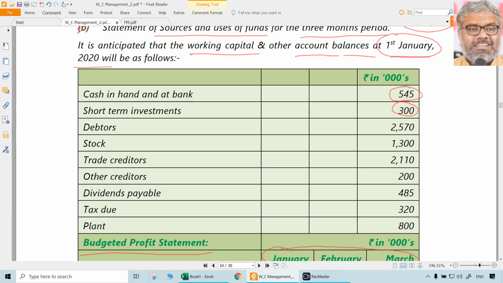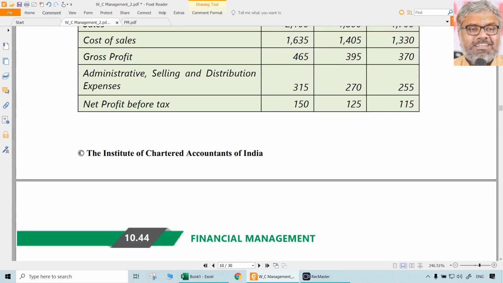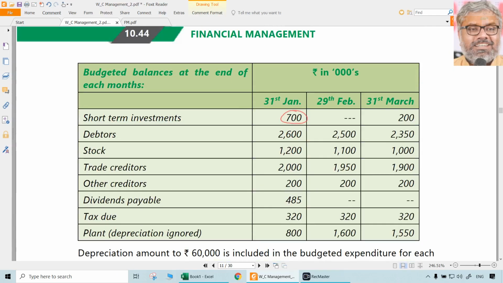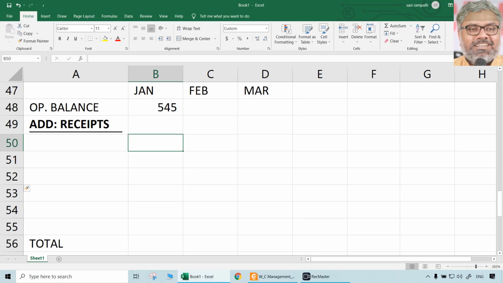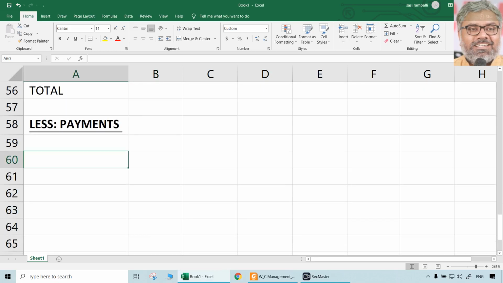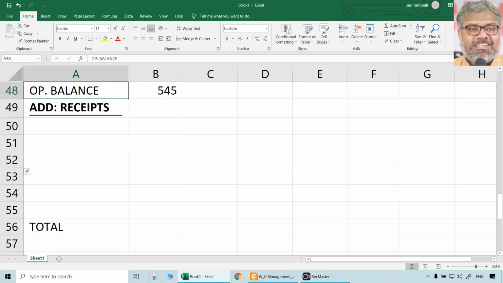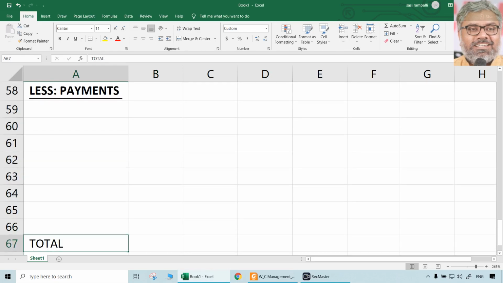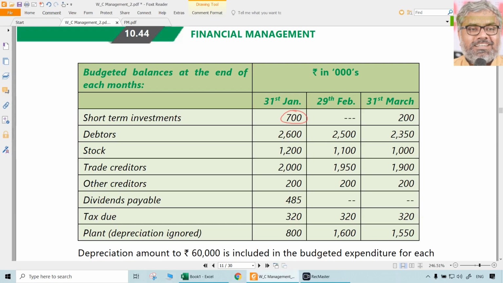Short-term investments, 300 at the beginning of January, became 700 at the end of January, which means what? In January, there was an outflow. You can call them receipts and payments, or inflows and outflows, whichever way. Finally, short-term investments: how much happened in January? 500 happened. That is clear.